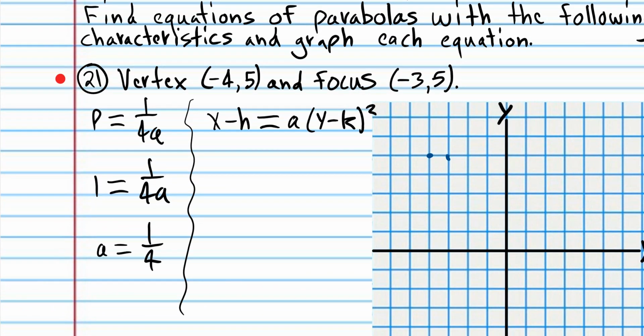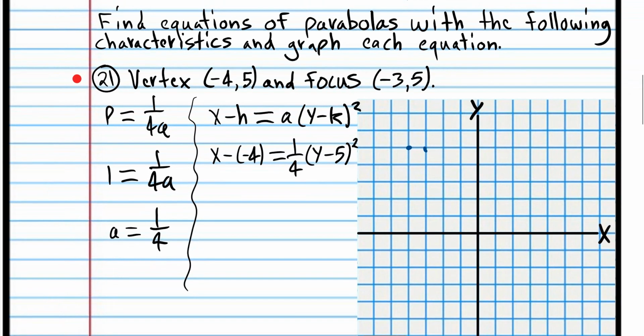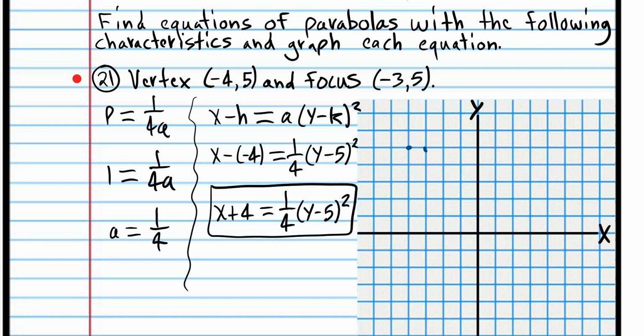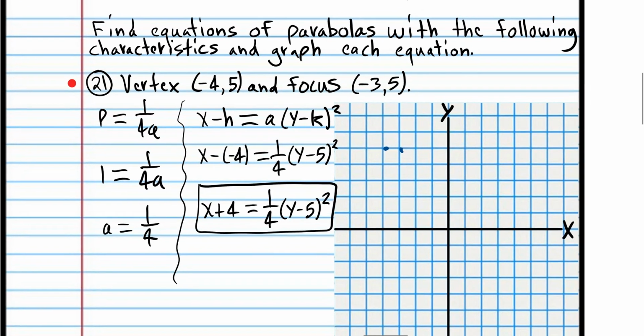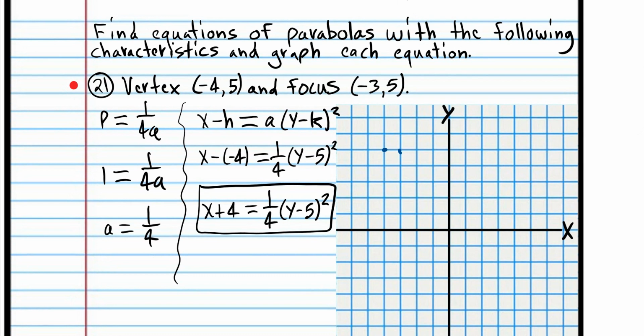So the vertex is... the x value of the vertex is negative 4. A is 1/4, and the y value of the vertex is 5. So we have x plus 4 is equal to 1/4 times y minus 5 squared. So we found the equation of the parabola. Now we can use that equation to help us graph the parabola.